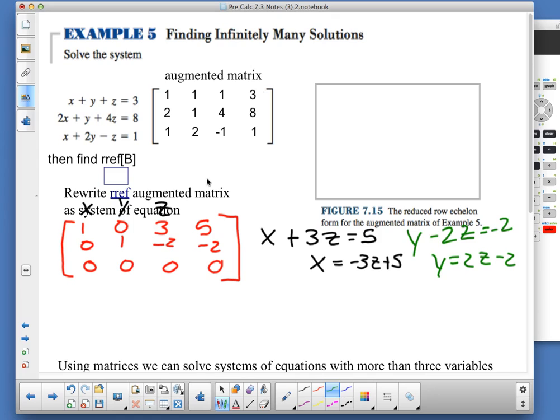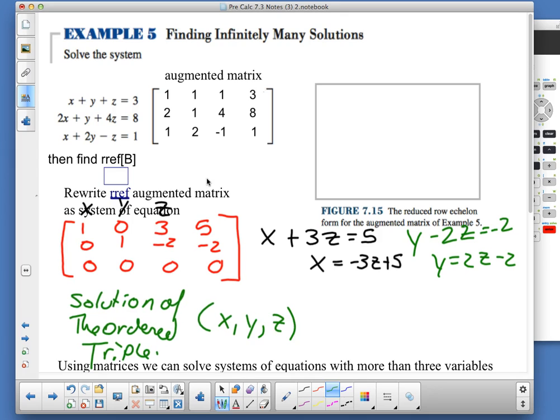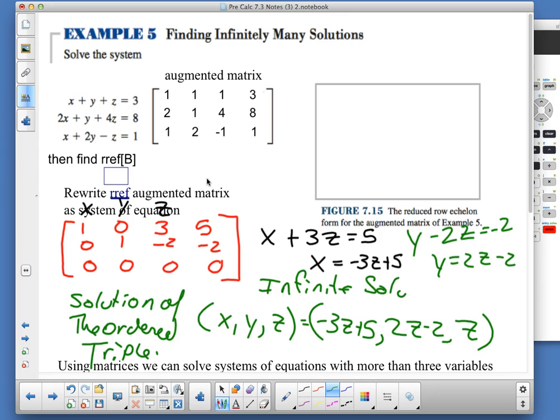Yes, no, maybe? Now, when I'm going to house my answer, I've got a solution set of the ordered triple. So I've got my solution set, which is my X, Y, and Z, where X is negative 3Z plus 5. Y is 2Z minus 2, and Z is just itself. Okay, this is infinite solutions, where Z is contained in the real numbers. So it can be any real number, Z can.